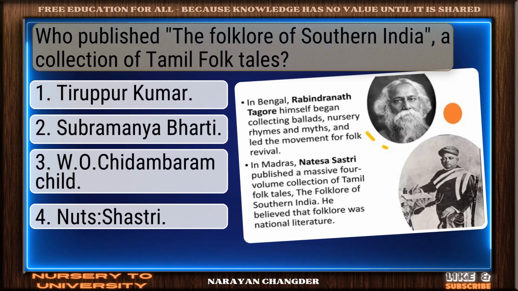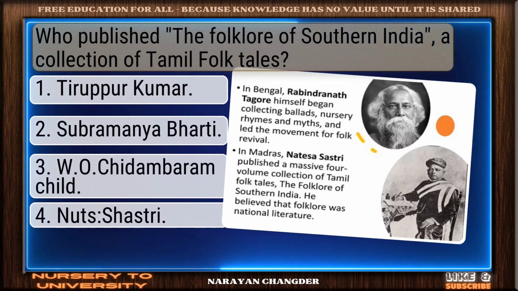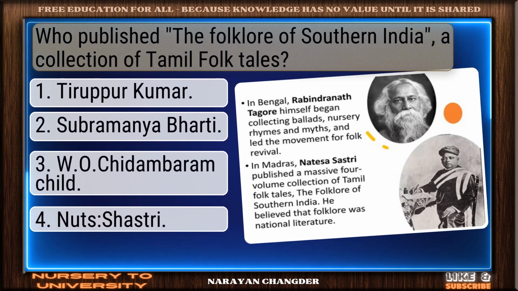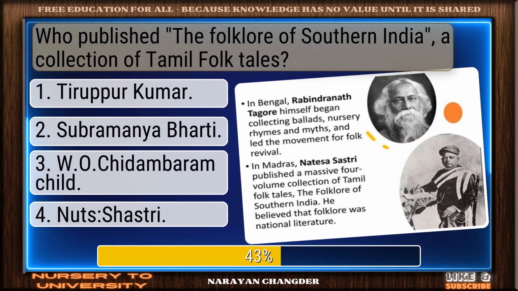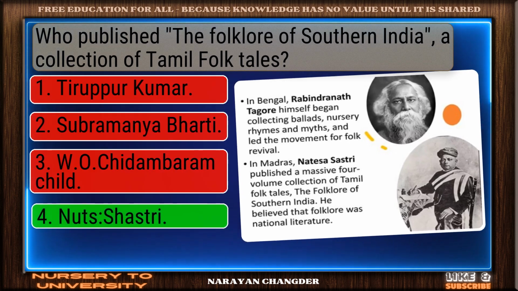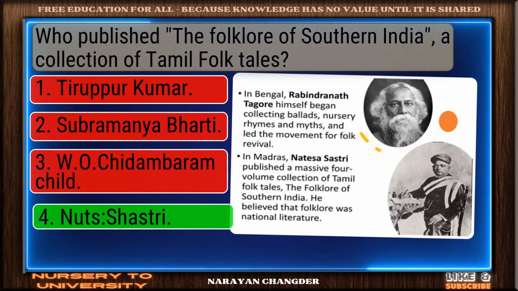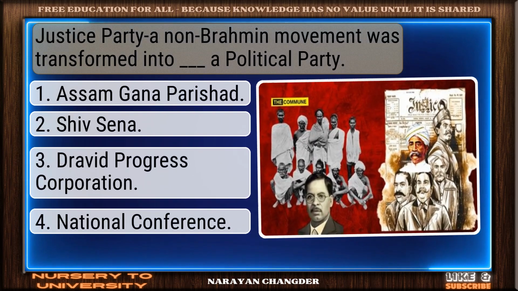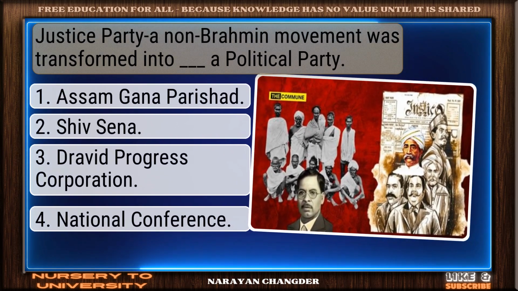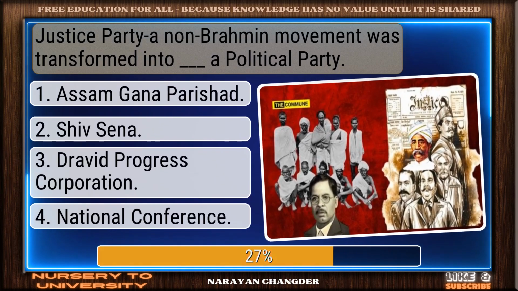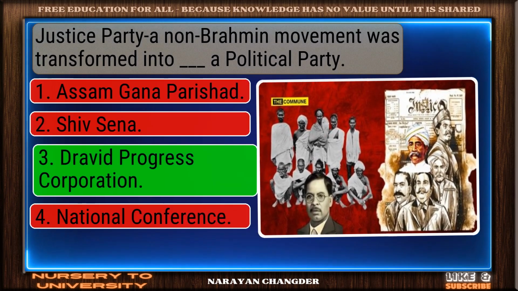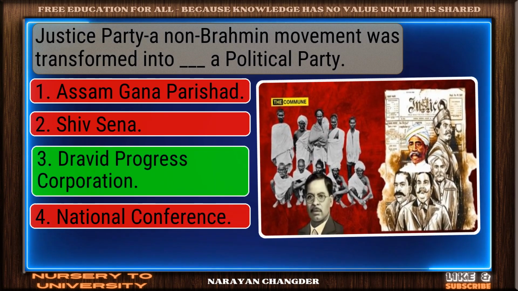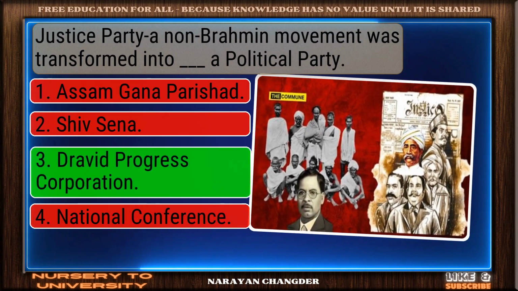Who published The Folklore of Southern India, a collection of Tamil folk tales? Well reasoned. Natesa Shastri is correct. Justice Party, a non-Brahmin movement, was transformed into Dravida Munnetra Kazhagam, a political party. Right again. Dravida Munnetra Kazhagam is valid.